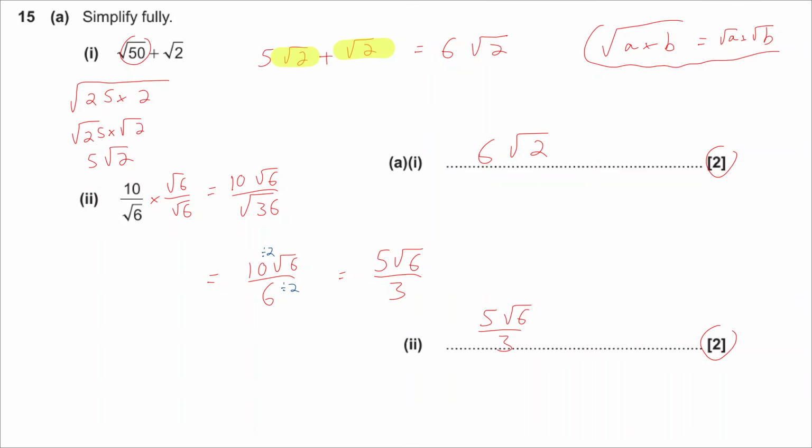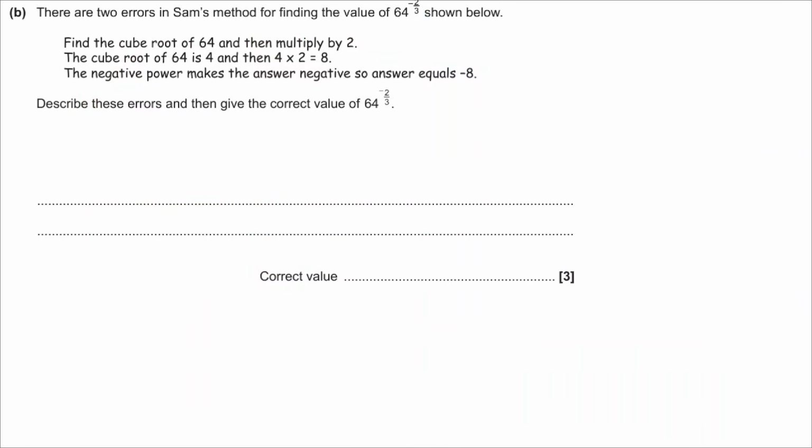Hopefully no mistakes there. 6 root 2, 5 root 6 over 3, perfect. Okay, and there we go. Question B on this one.